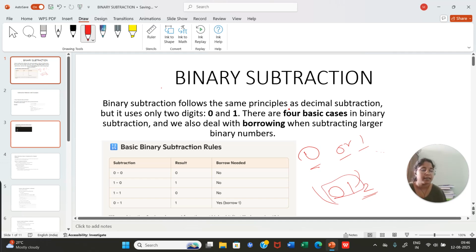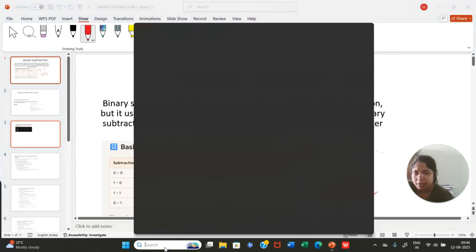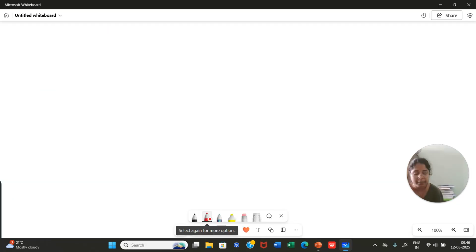What kind of numbers are we using in our daily life? We are using decimal numbers. What kind of numbers? Decimal numbers. For example, take decimal numbers like five, four. So all are decimal numbers.